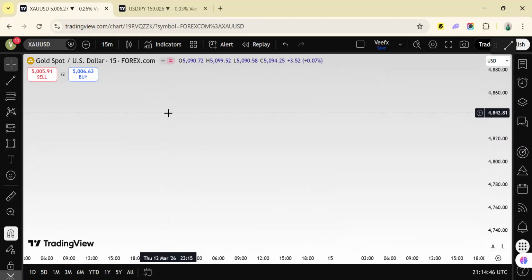Now, what you need to know is that there are three ways that the market moves. There's no other way aside from these three. The first way is the uptrend. That's the first pattern the market makes its movement in. Now, what does the uptrend look like?